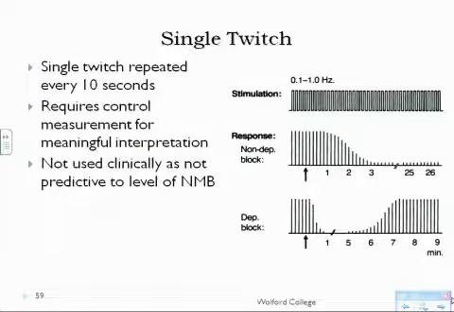Single twitches. This is what is initially done. If you look at the books, you're doing a single twitch repetitively every 10 seconds, and they put it on a myogram so you can see it. This is the stimulation, bang, bang, bang, bang, and this is the response the muscle's getting. When you give the non-depolarizing blocking agent, you start seeing the effect in a few minutes, usually about 1.5 to 2 minutes.